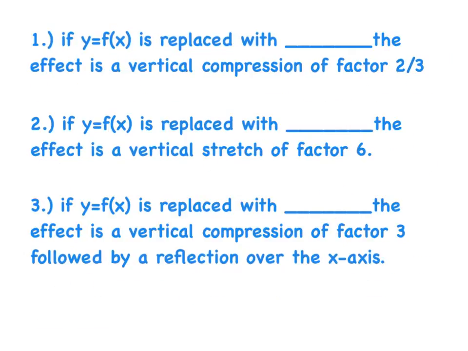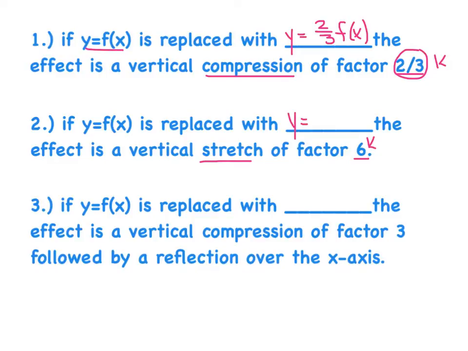A little trickier here. Let's see if we can fill in the function. So let's see. If we see a vertical compression by a factor of 2/3, that means this is your k value right here. So we would say f of x is replaced with y equals 2/3 f of x. And that's going to cause a vertical compression. Here's a vertical stretch with a factor of 6. So right there, we're saying k equals 6. So y equals 6 times f of x would be the replacement. And our third one says we had a vertical compression.